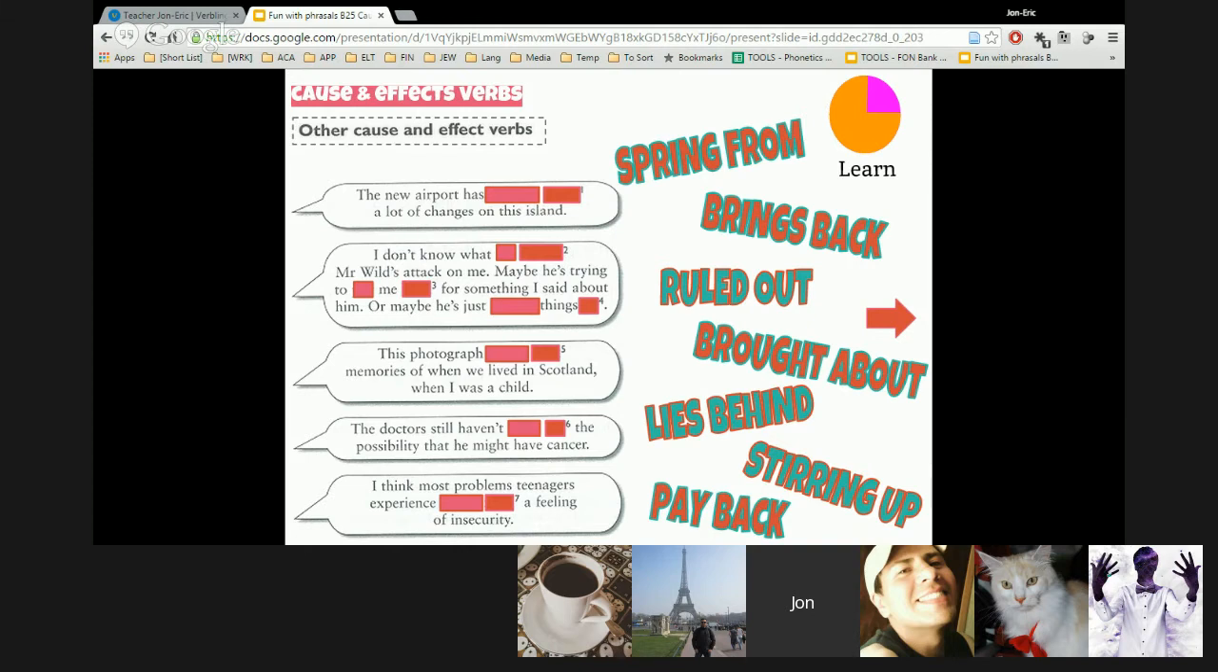And I think we're back to Giancarlo for the last one. I think most problems teenagers experience blank blank a feeling of insecurity. In fact, there's only one left. Spring from a feeling of insecurity. Spring from is correct. Okay, very good.